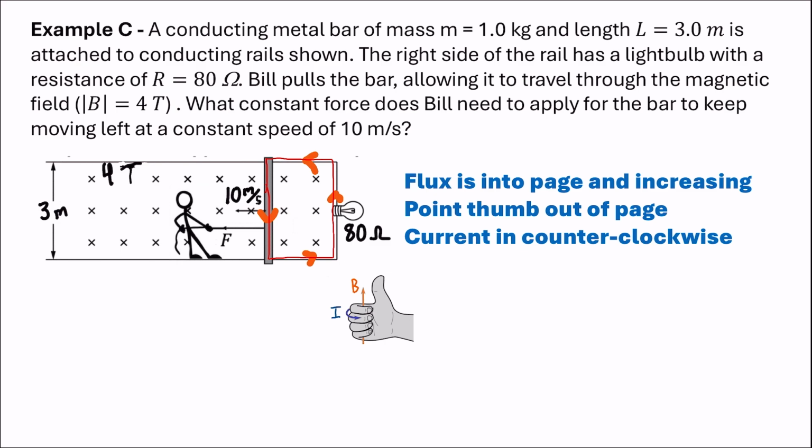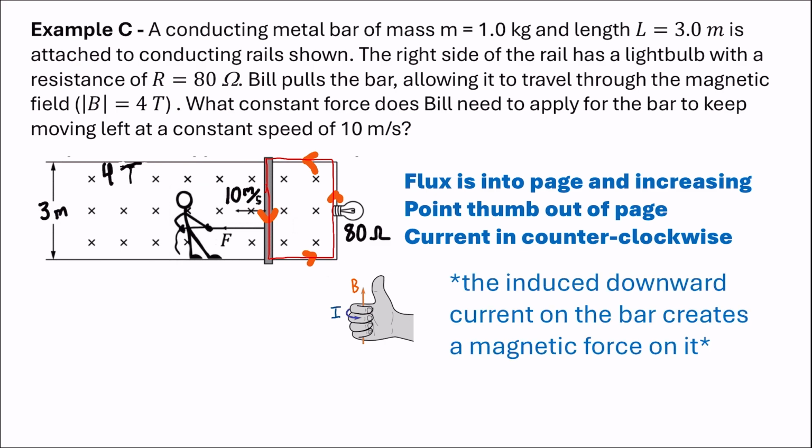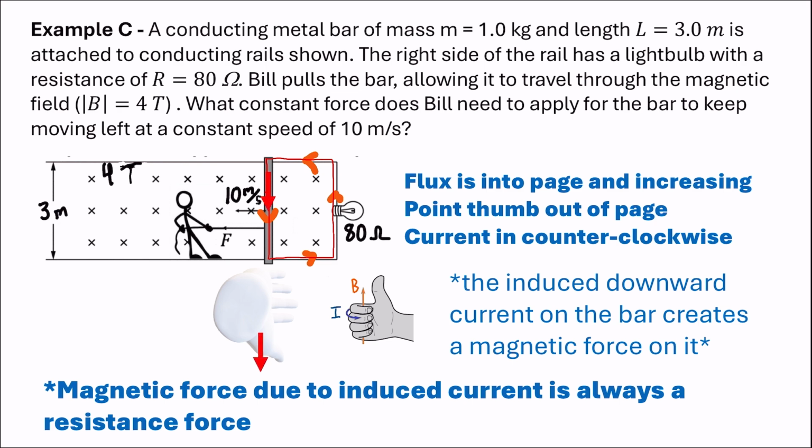And then because there's an induced current, I have current flowing down through the bar, which means there's a magnetic force on that bar. And then if I use the right-hand rule for the force on a moving bar, I point my thumb down in the direction of current, and my fingers into the page. When I do that, my palm points to the right. So I have a resistive magnetic force to the right. And whenever you have this type of situation where a bar is being moved through a magnetic field, the magnetic force will always act as a resistive force.